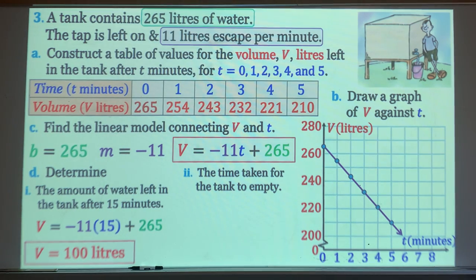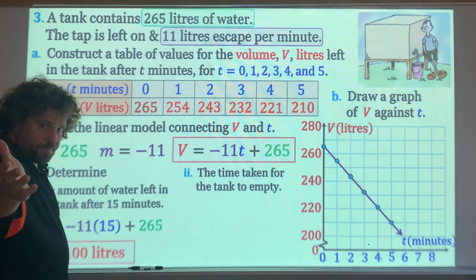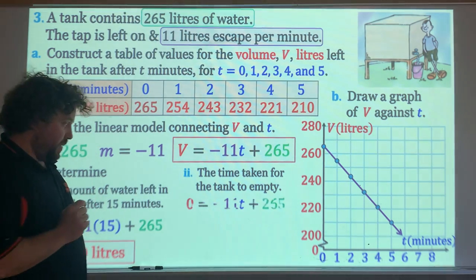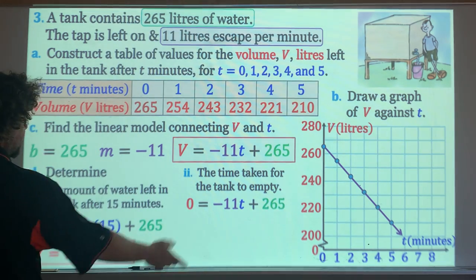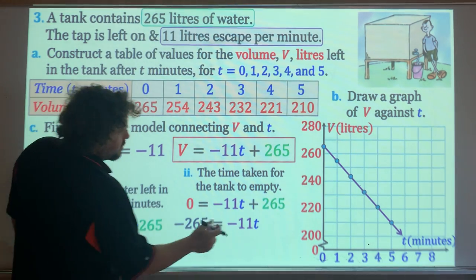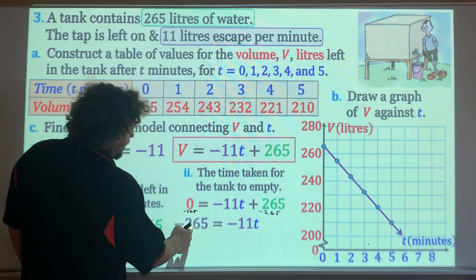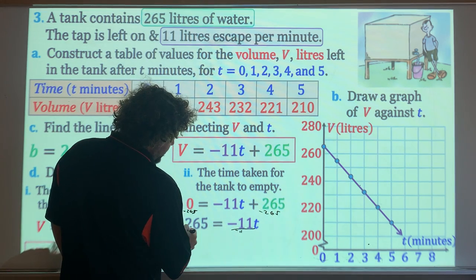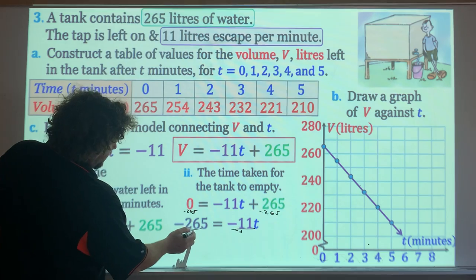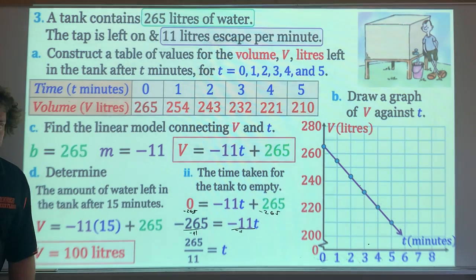But what we can do is we can take the time when the tank is empty. So when the tank is empty, what happens with this equation? Good, your V ends up equaling 0. 0 equals negative 11t plus 265. And now you're solving for t. You're going to subtract 265 from both sides. Negative 265 equals negative 11t. You're going to divide both sides by negative 11. And you get 265 over 11, which is positive.